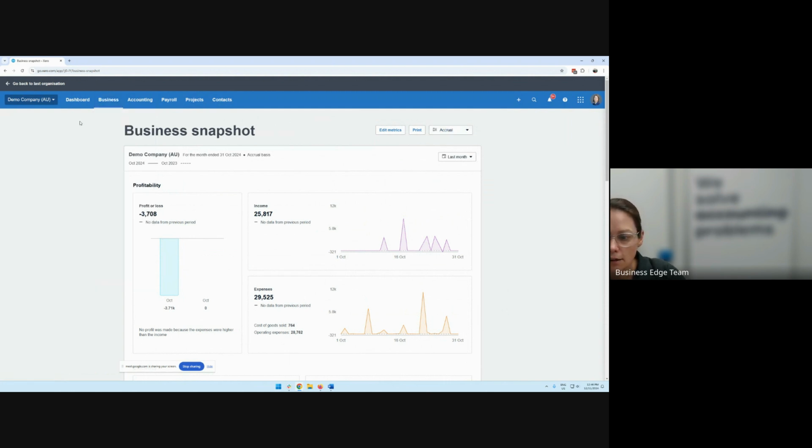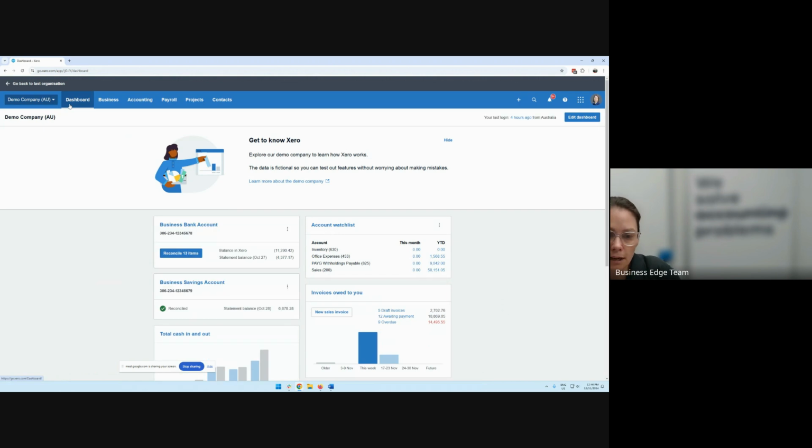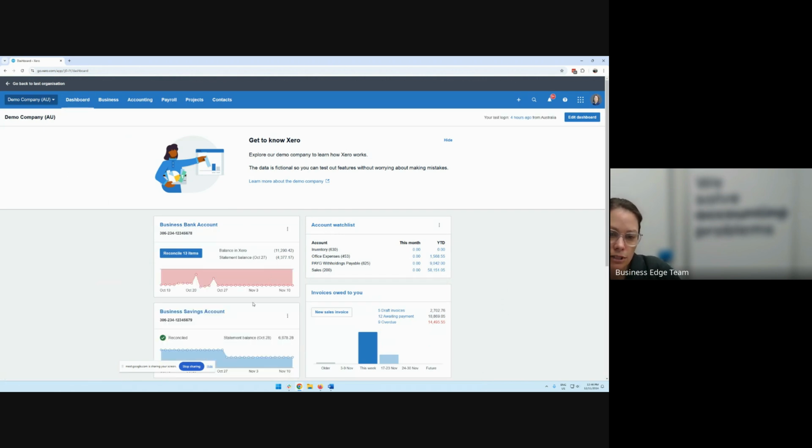Now, the next one I said I would briefly point out is our dashboard. Our dashboard is where we go when we need to do anything in Xero. It's the first screen that comes up. So organizing your dashboard in such a way that it presents the information that you want to see straight away can give you some really good insights that you'll notice straight away.